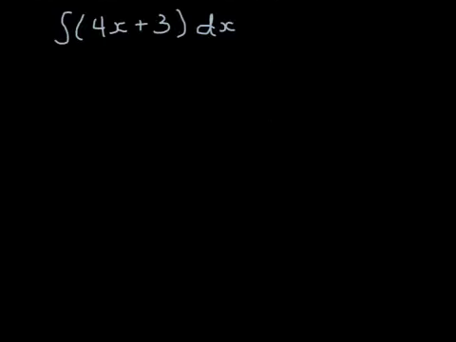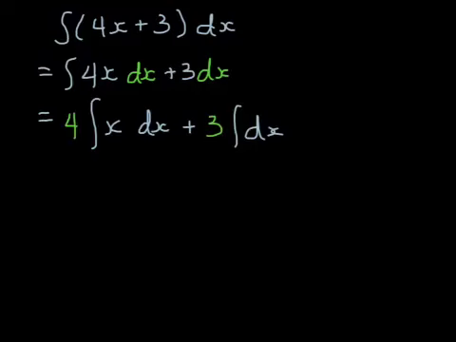In our first example, we have the integral of 4x plus 3, which was derived with respect to x. The first step is to look at each term separately. So first we have 4x dx plus 3 dx. This separates the problem and makes it easier for integrating. Our next step is to factor out the coefficient in each integrand. This leaves us with 4 times the integral of x dx plus 3 times the integral of dx.